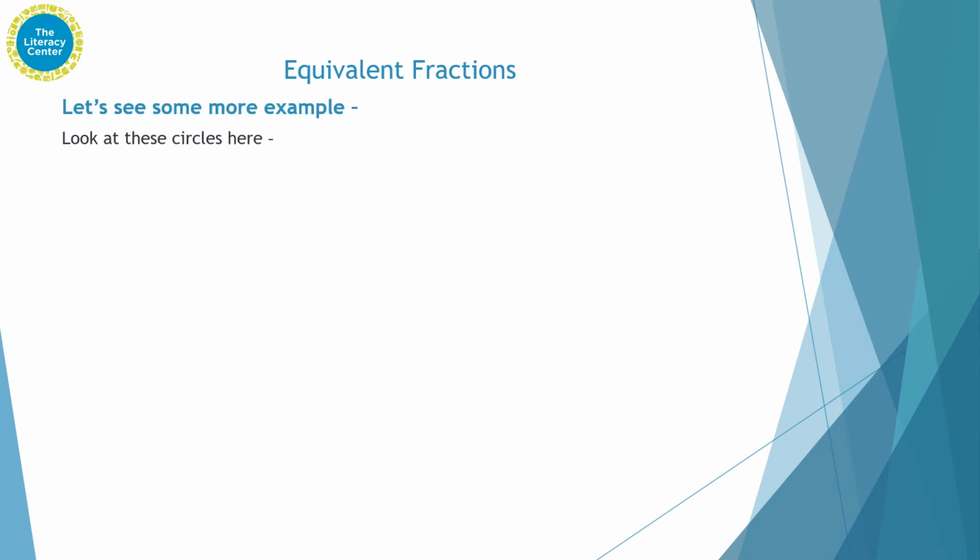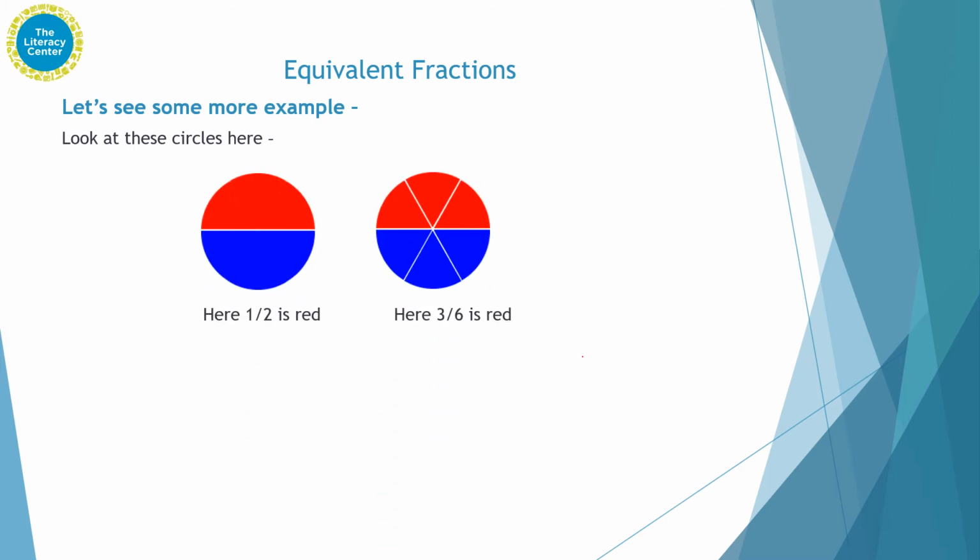If you look at these circles here, look at these two circles. In this circle, you can see half of the circle is red and half of the circle is blue. So here you can say, how much part is red?